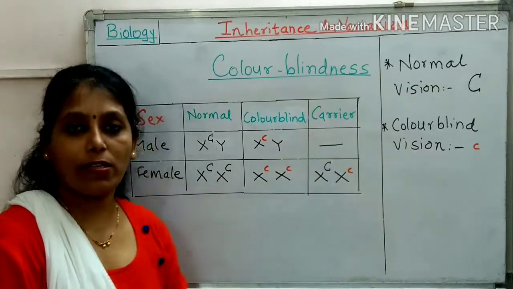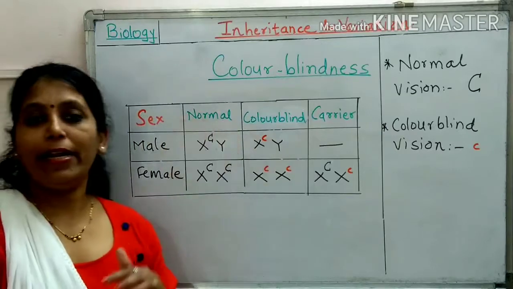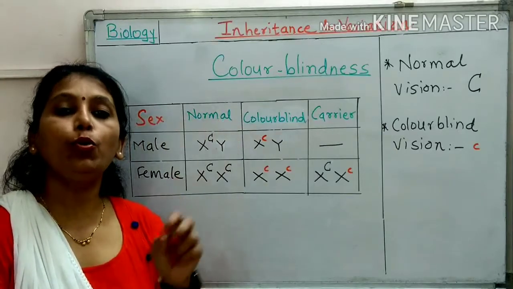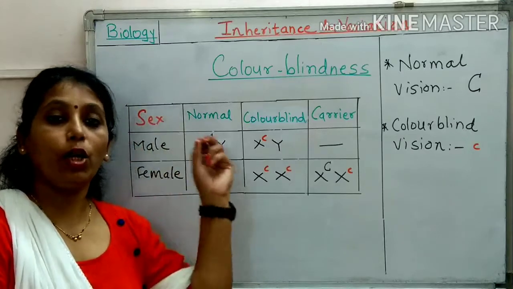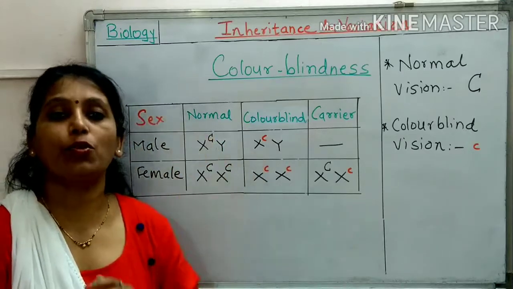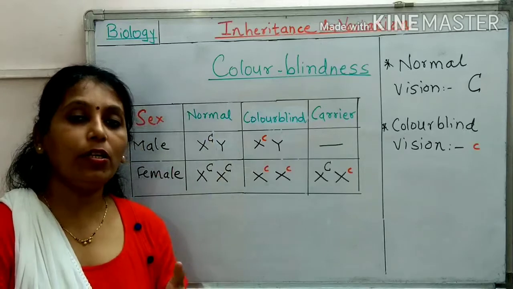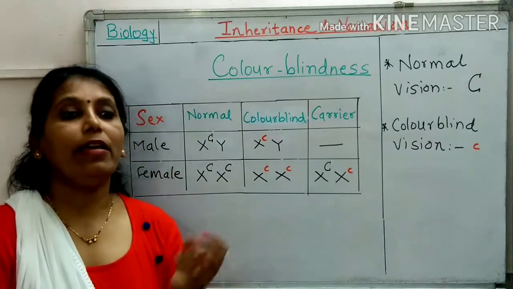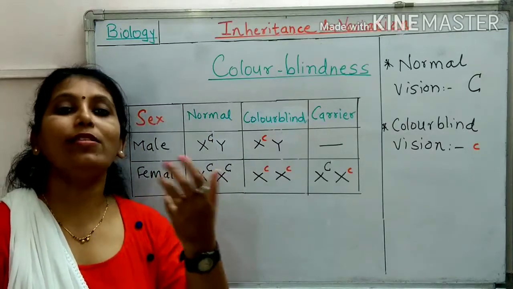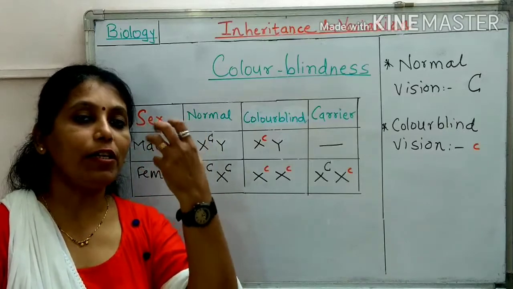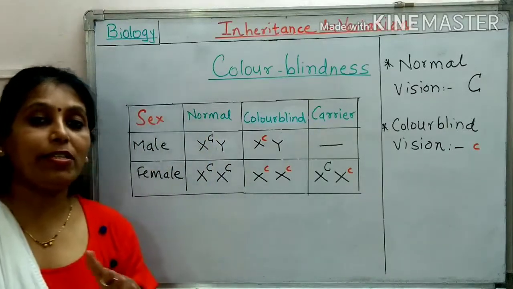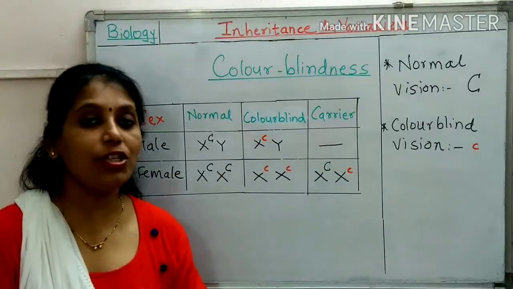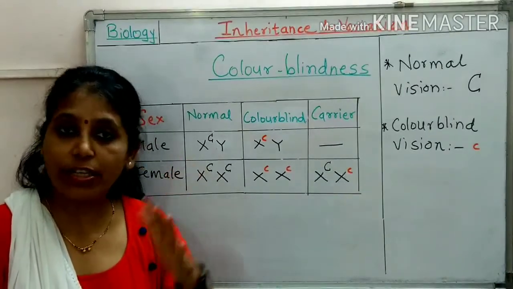What is the cause? The cause of color blindness is the recessive gene present on the non-homologous part of the X chromosome. In the persons who have this gene, the cone cells, which are cells of the eyes, get affected, due to which that person is not able to distinguish the color. Otherwise, the vision is normal.